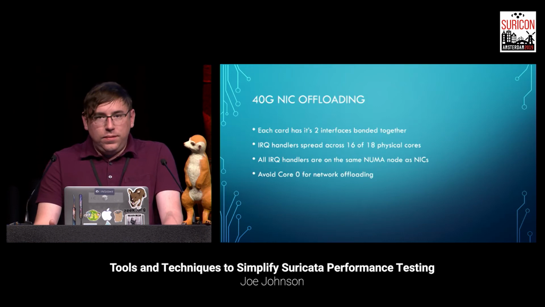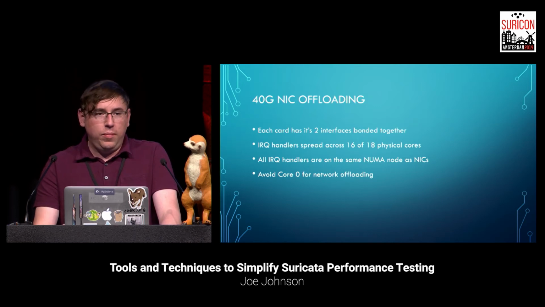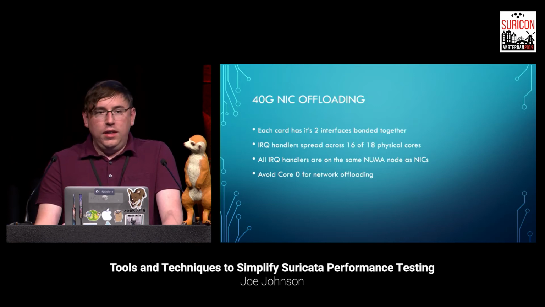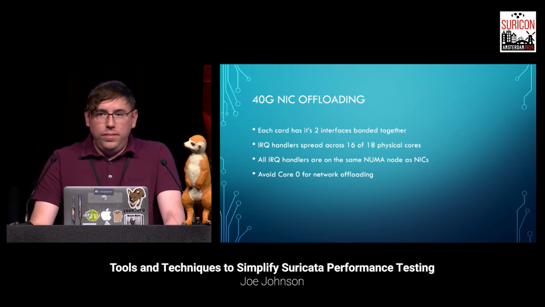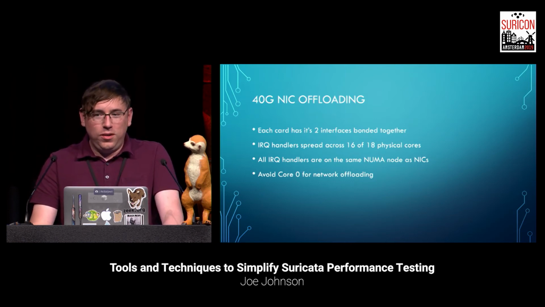For the sensor itself, the NIC offloading is kind of important once you start getting up in the 20 to 40 gig range. So each card has its interfaces bonded together so that we're not getting out-of-order packets from the traffic generators. And then each one has each of its receive queues pinned to a separate physical core. Right now, because I plugged the cards in wrong, both cards are on the same NUMA node, which is detrimental.